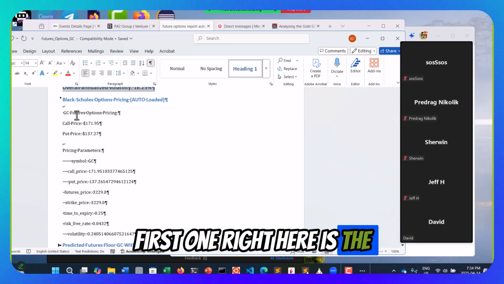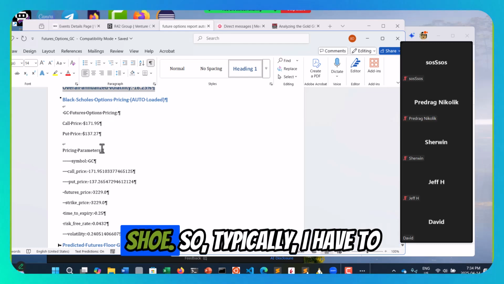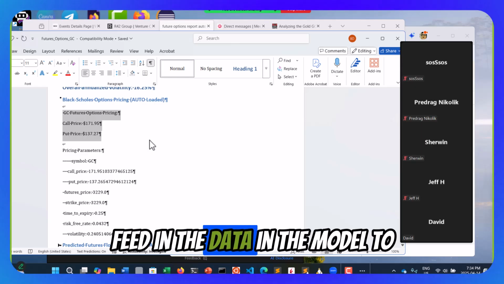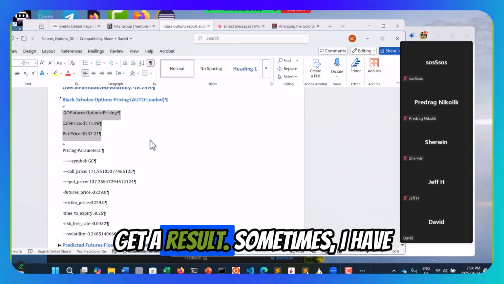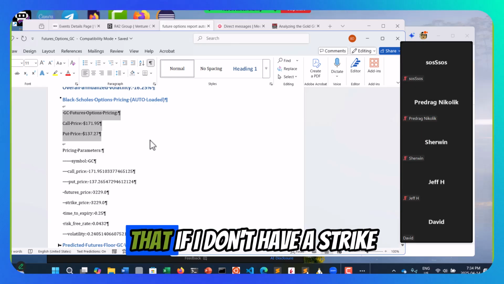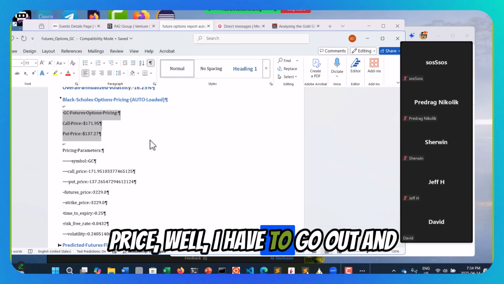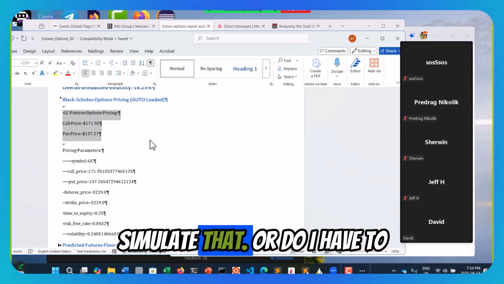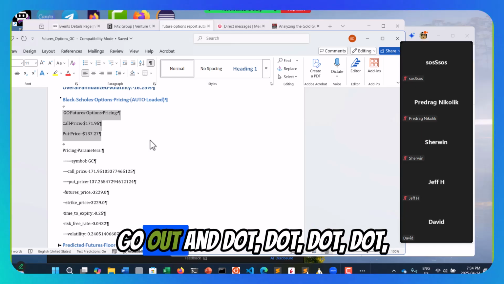But the first one right here is the options pricing on the Black-Scholes. Typically I have to feed the data into the model to get a result. Sometimes I have to keep it in a certain order, so that if I don't have a strike price, I have to go out and calculate it and simulate that.